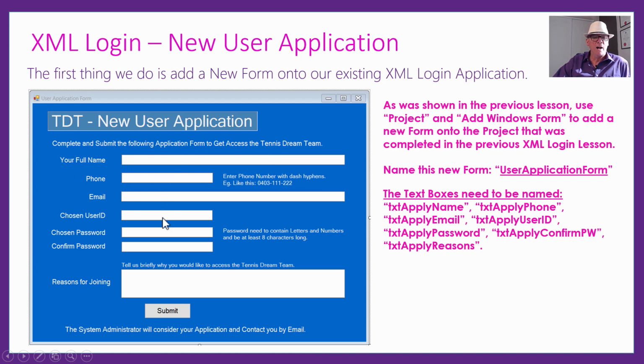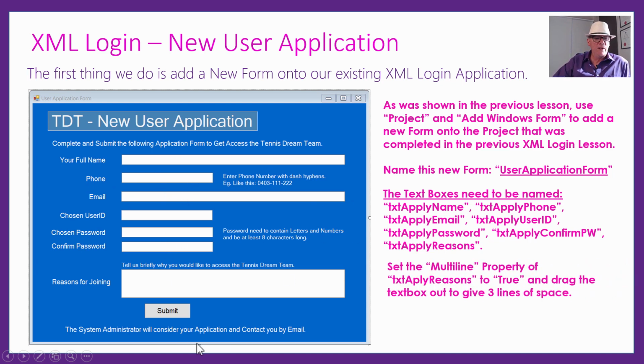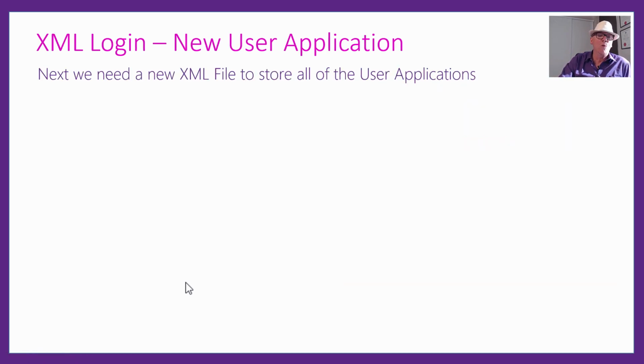Now the text boxes, these white areas here, all need special names on them, which are listed right there. And this one, for reasons for joining, set its multi-line property to true so that we can make it bigger, and drag it down so it's about 3 lines long. We're going to have them enter some reasons why they want to have access to the application. And then the submit button down the bottom there needs to be called BTN Submit. Okay, so that's the form design. That's what needs to get set up. Make sure you name all of the text boxes those names, because that's the names which the program is going to refer to them with.